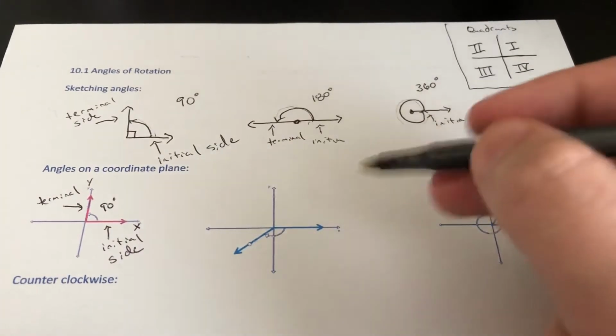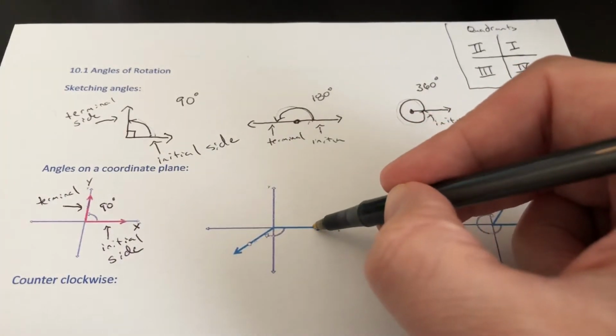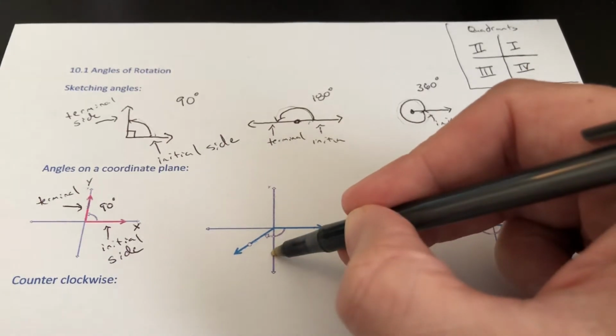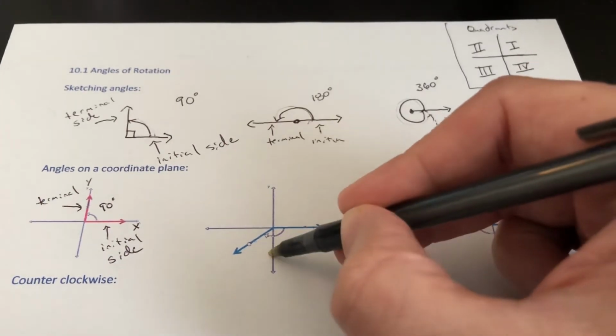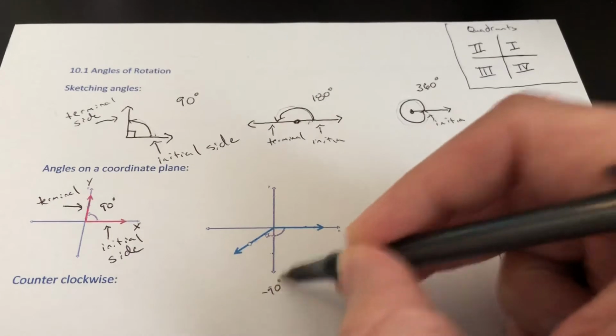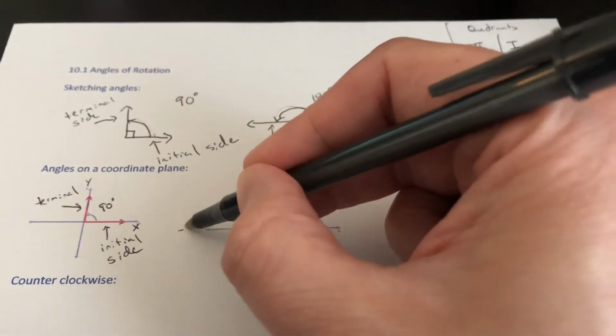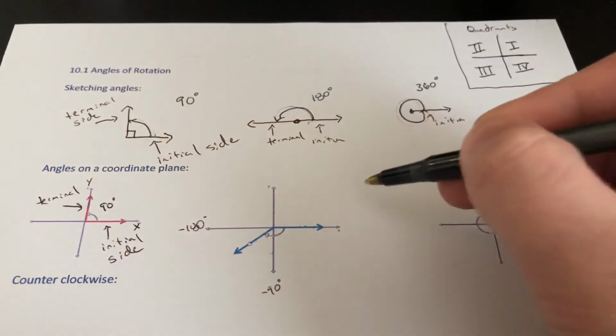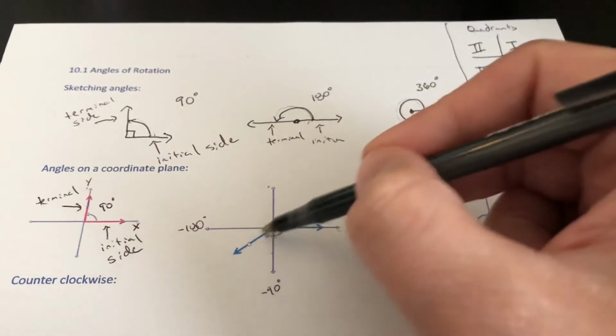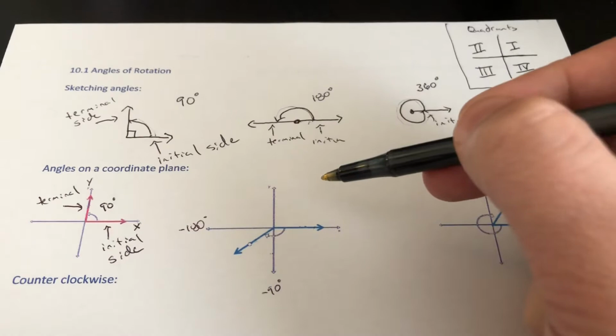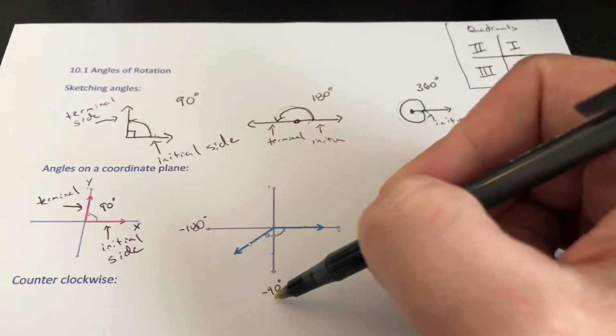Okay, it's a negative rotation. So what I did is I went down negative 90 degrees. Okay, so this is negative 90 right here. If I stopped right there, that'd be negative 90. If I went all the way here, it'd be a straight line. That's negative 180. Well, this appears to be about halfway between negative 180 and negative 90.